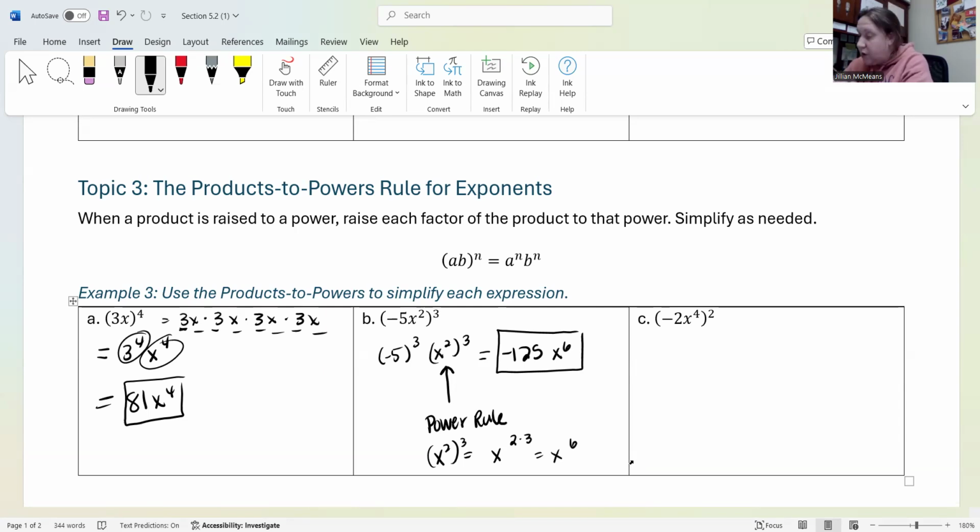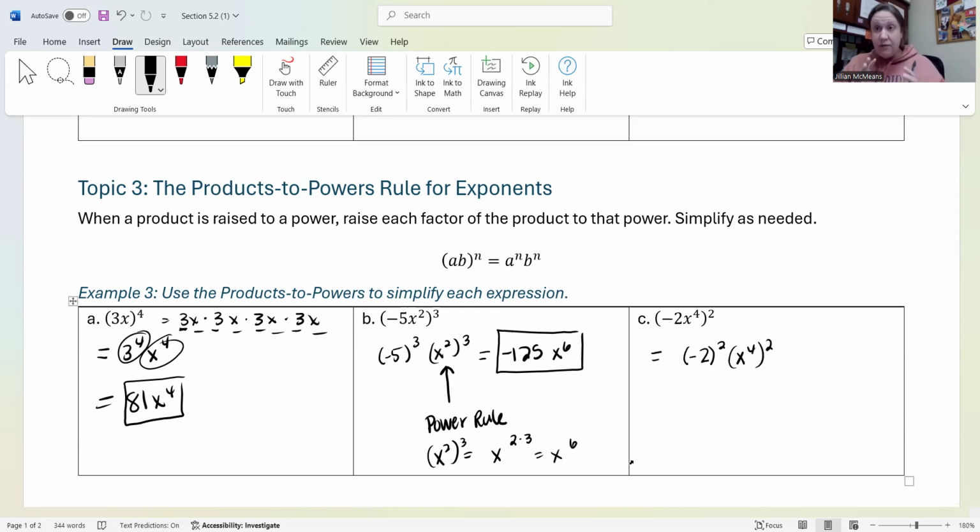Okay, last up we have negative 2x to the fourth, squared. We have a product in parentheses raised to a power. We're going to take each factor of that product and raise it to that power of 2. So I'm going to take negative 2 in parentheses and square it. I've also got x to the fourth, squared.